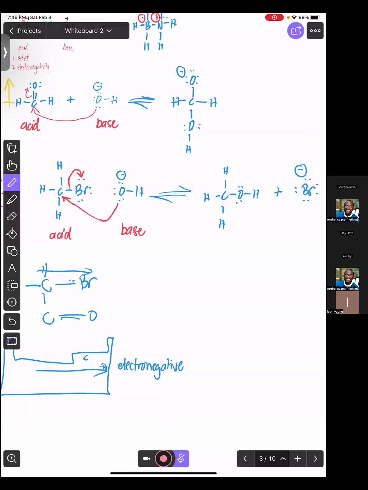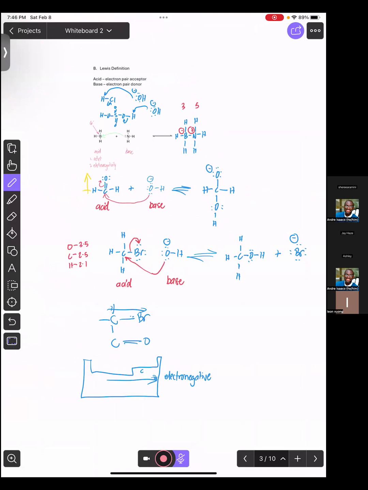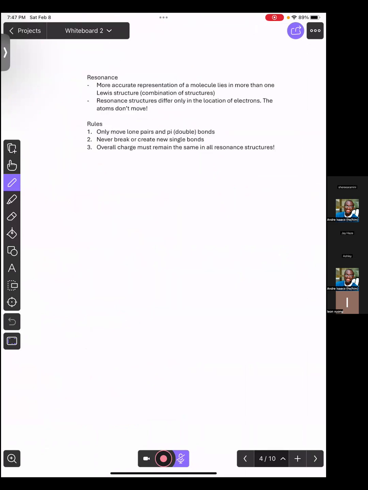I like that. Okay, so that's Lewis' definition. We did a lot of these. I'm going to put a bunch in the drive so that you all can work on them this week.